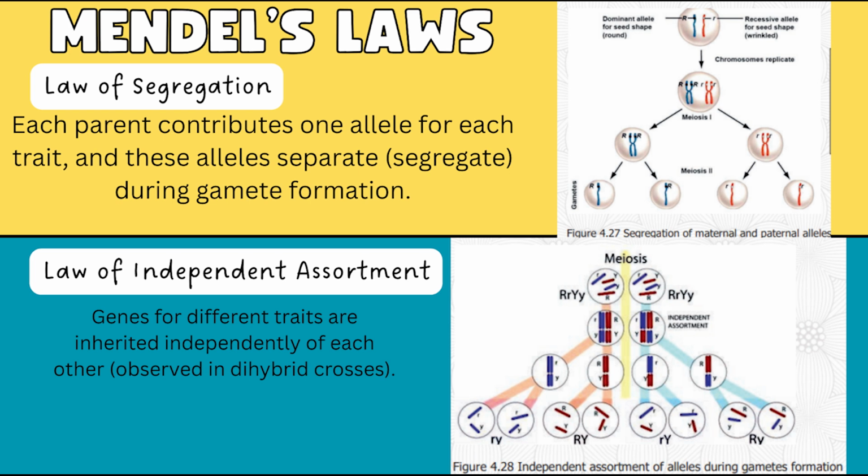Mendel's first law is the law of segregation. It tells us each parent contributes one allele for every trait, and these alleles segregate into different gametes. His second law, the law of independent assortment, states that the inheritance of one trait does not affect the inheritance of another. These principles were revolutionary in explaining how traits are passed on.